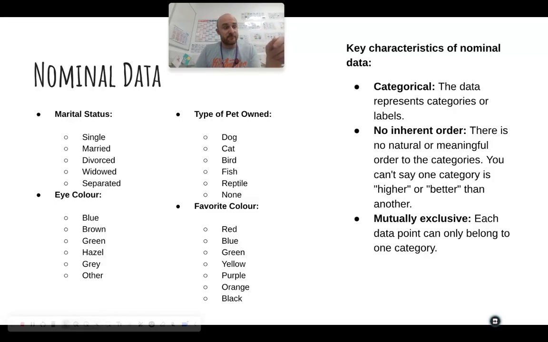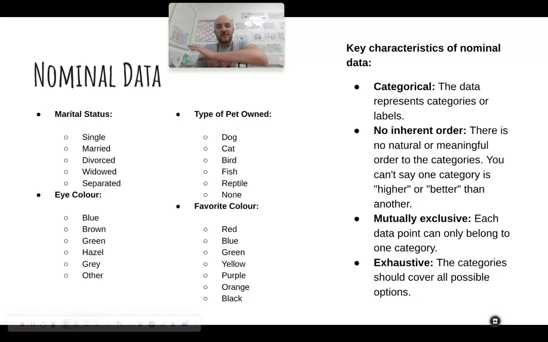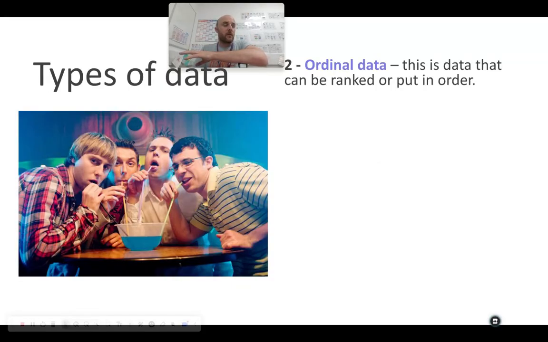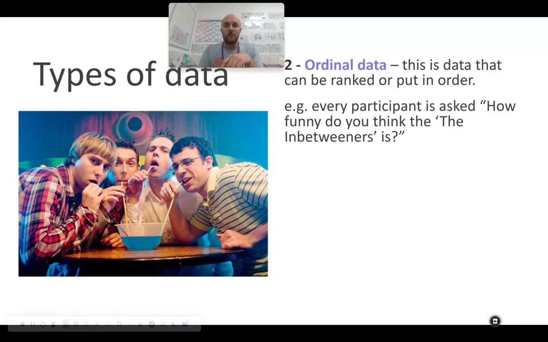Nominal is easy. It is the easy one. Students generally have no issue in picking out what is nominal data. Okay? Where it gets harder is ordinal data. So the difference between ordinal data and nominal data is actually quite difficult. So ordinal data is data that can be put in order or it can be ranked in some way.